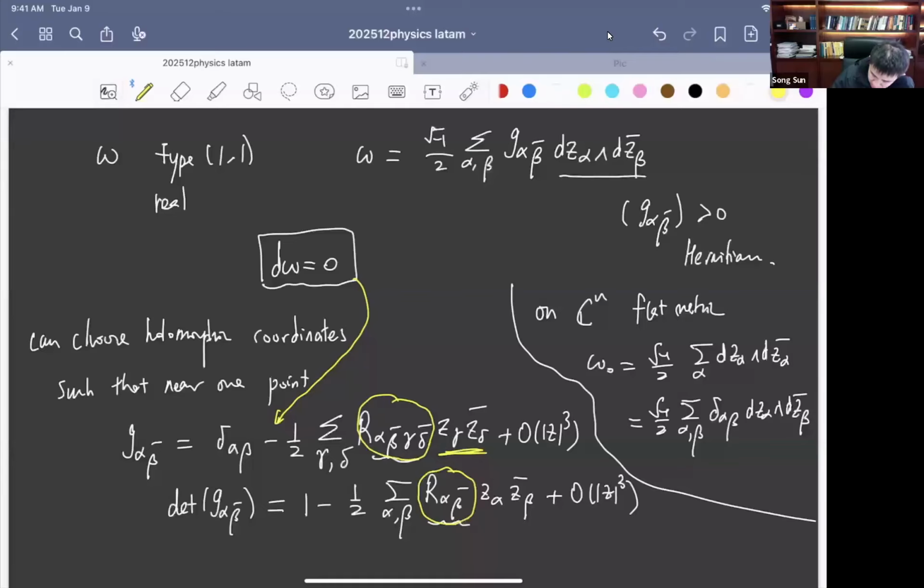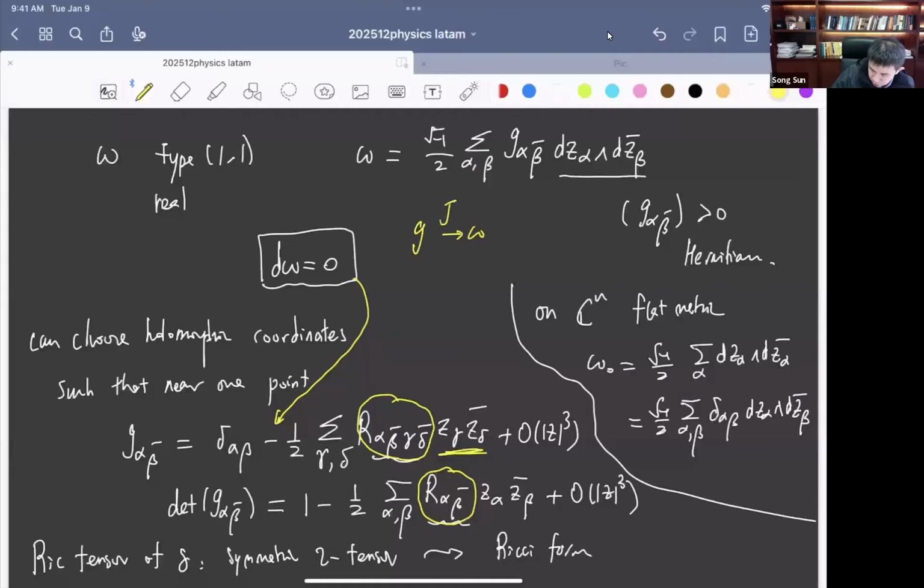So remember, we have a Ricci tensor of g. Right, this is a symmetric two tensor. And then it defines a Ricci form. It's like how you turn g to omega by composing with J. So this Ricci tensor you also compose with J. You get a two form, which is also denoted by Ricci.